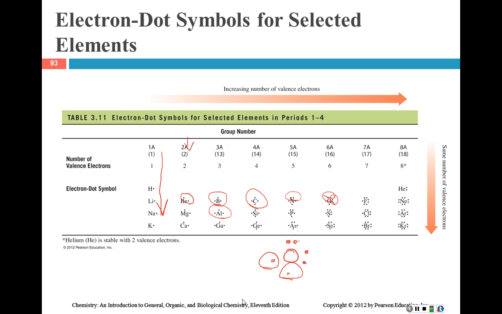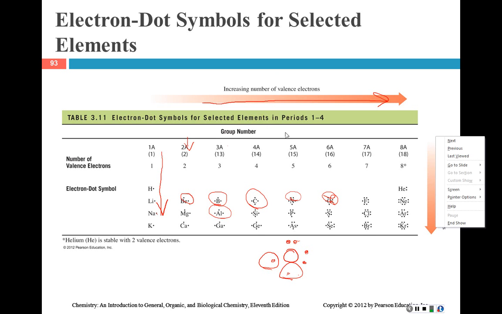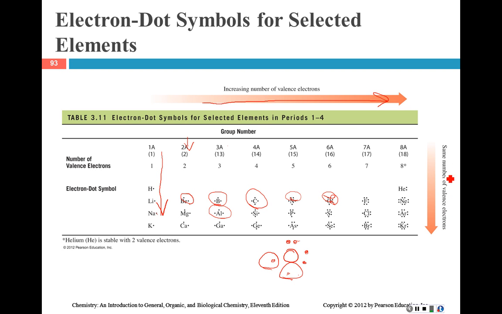As you move left to right in a period, your valence electrons will increase. But there is no change as you go up and down a group. Anything in that group is going to have the same number of valence electrons. And what do you go by? The A number of the group.